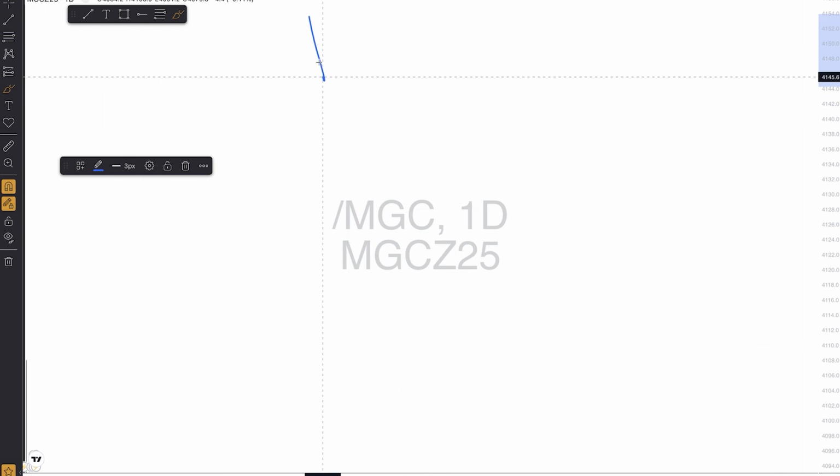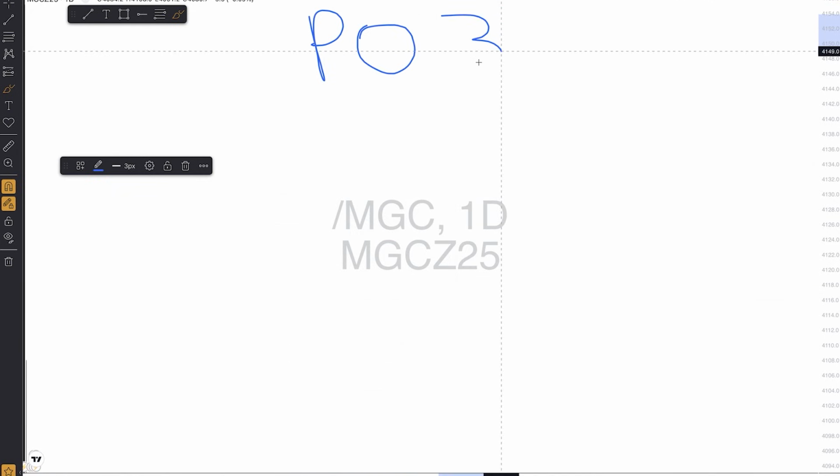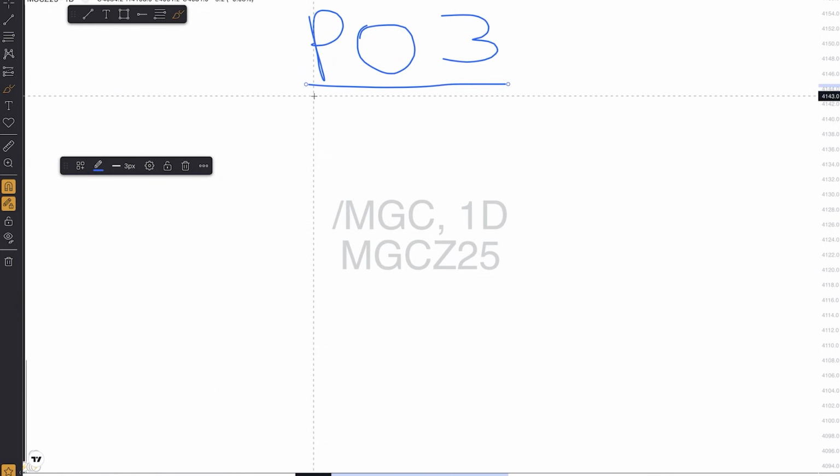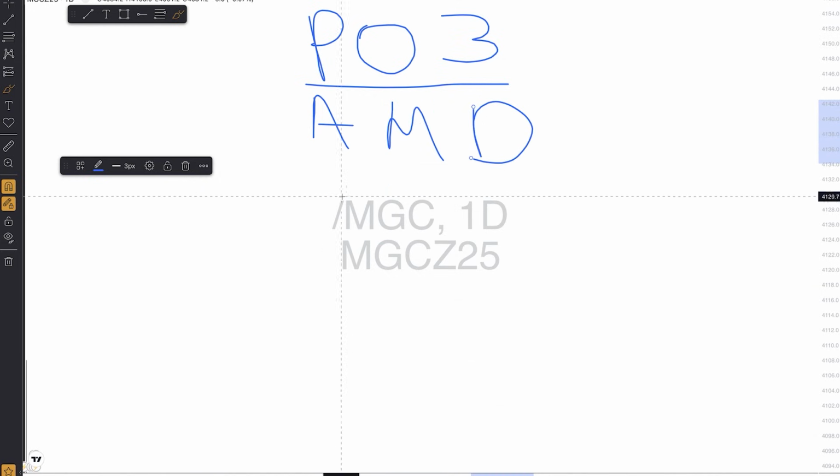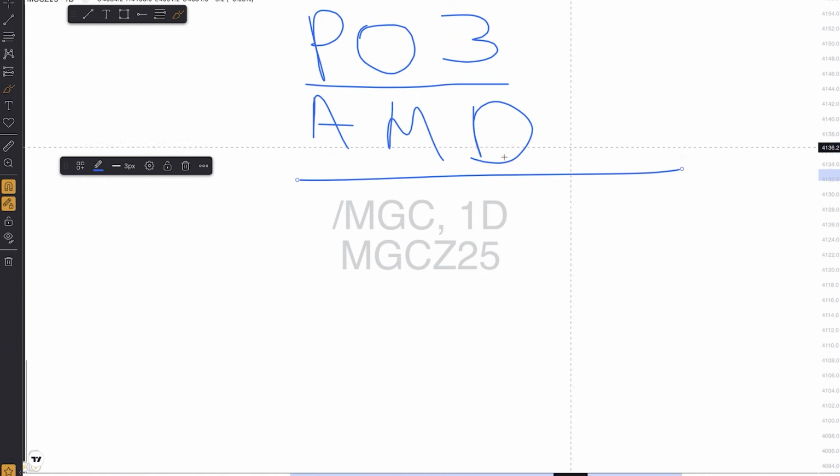All right, so what is power of three? Right, power of three, what is it? It's literally just a fancy way of saying accumulation, manipulation, and distribution. AMD. Some of you guys may have heard this before. And what it literally is, is the structure of how a price run is delivered.